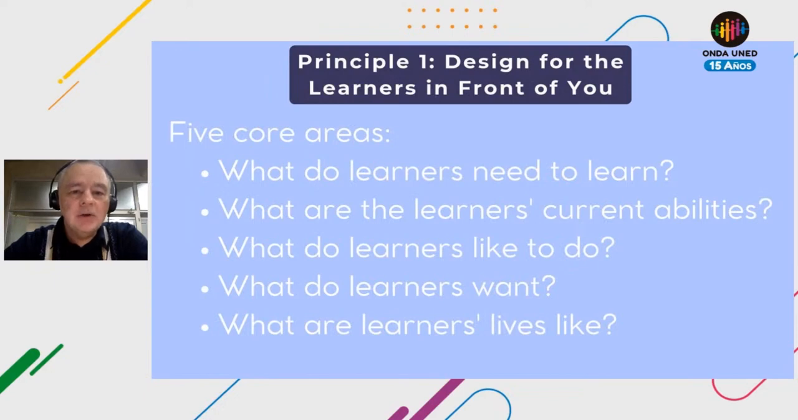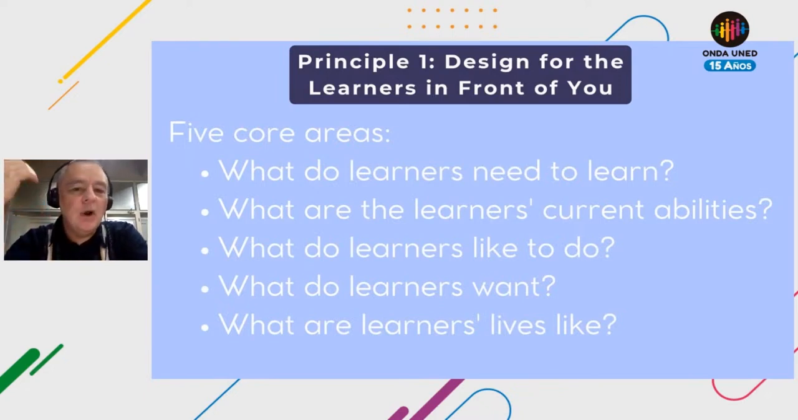The second one, what are the learner's current abilities? This is very, very important because the tasks need to be challenging enough, but not too challenging and not too dumbed down. So you really need to know their current abilities in different areas, not only linguistic, but in other aspects too. What do learners like to do? Of course, we need to take into account their preferences. What do learners want? And this is different from what learners need to learn, because what they want might not be the same as what they need.